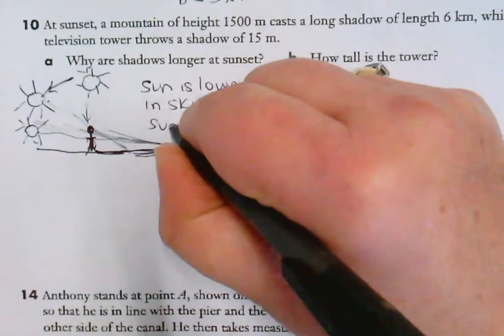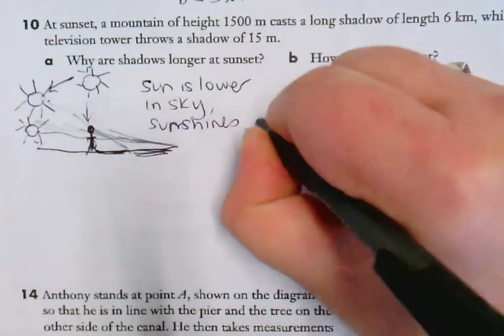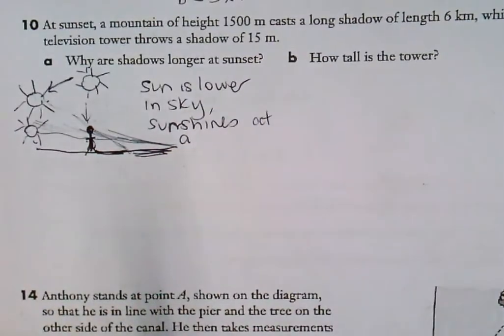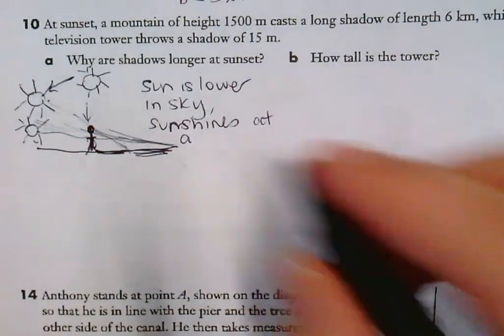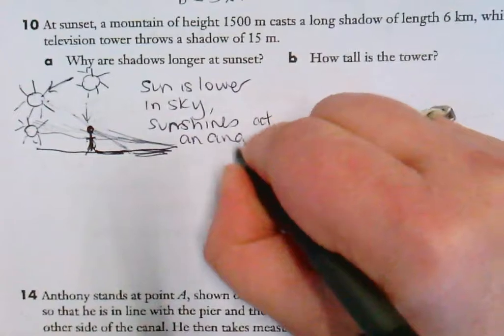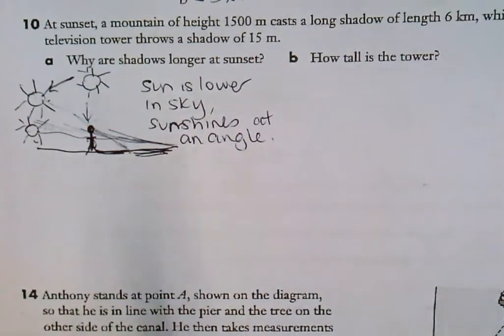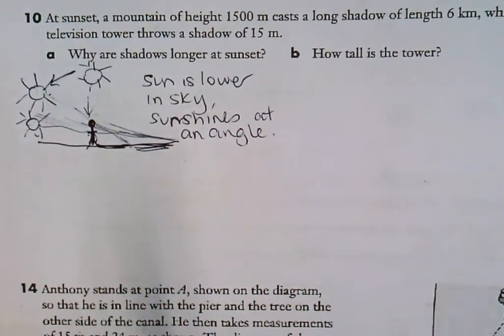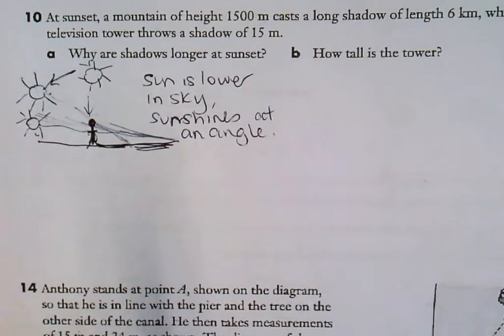Sun shines at an angle, etc. Yeah, it's closer to the ground. That's right, and the shadow will become longer because it's now.